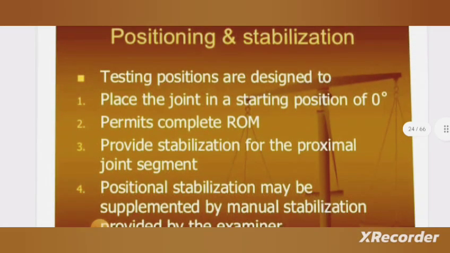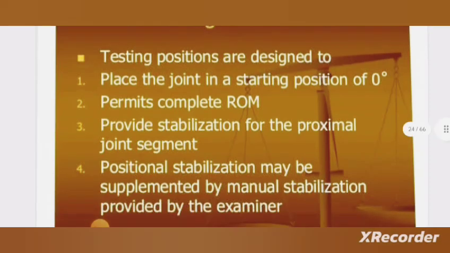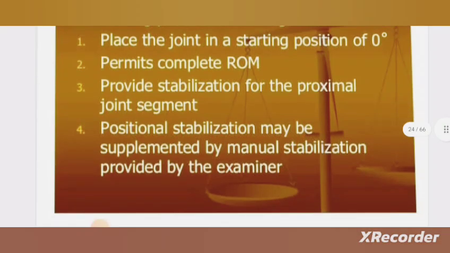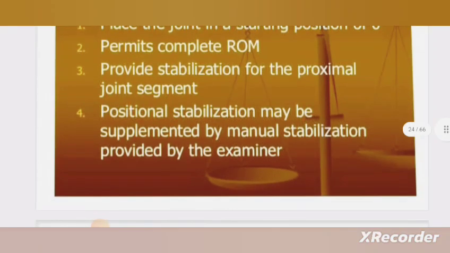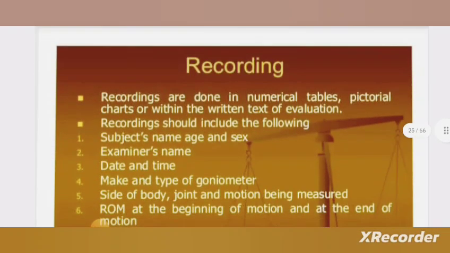Positioning and stabilization. Testing positions are designed to place the joint in a starting position of 0 degree, which permits complete range of motion and provides stabilization for the proximal joint segment. Positional stabilization may be supplemented by manual stabilization provided by the examiner.